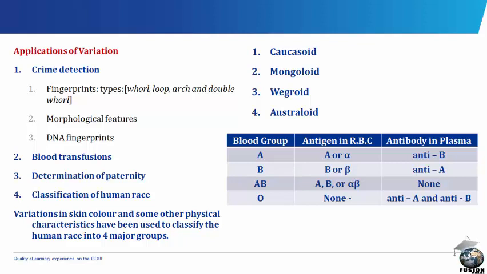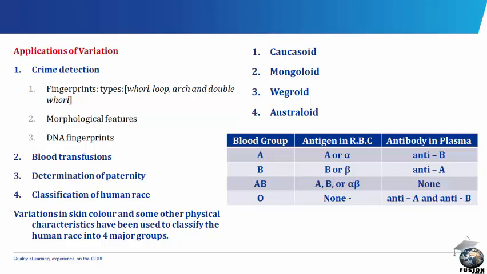Application of variation. Variation could be applied in the following ways. 1. Crime detection. 2. Blood transfusions. 3. Determination of paternity. 4. Classification of human race. For crime detection, fingerprints may be used.